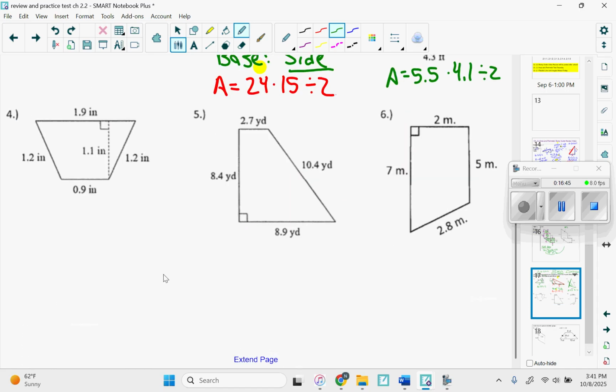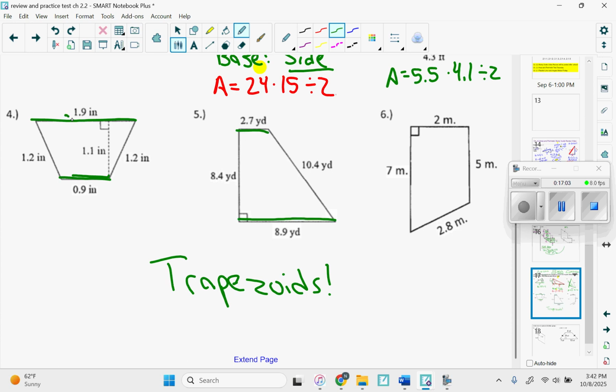So on these ones, we're going through and doing the same thing. We want to label our base and heights. These are all trapezoids. How do I know they're trapezoids? Because they have one set of parallel sides. All right, parallel sides are the ones that are the same distance apart, never intersect.